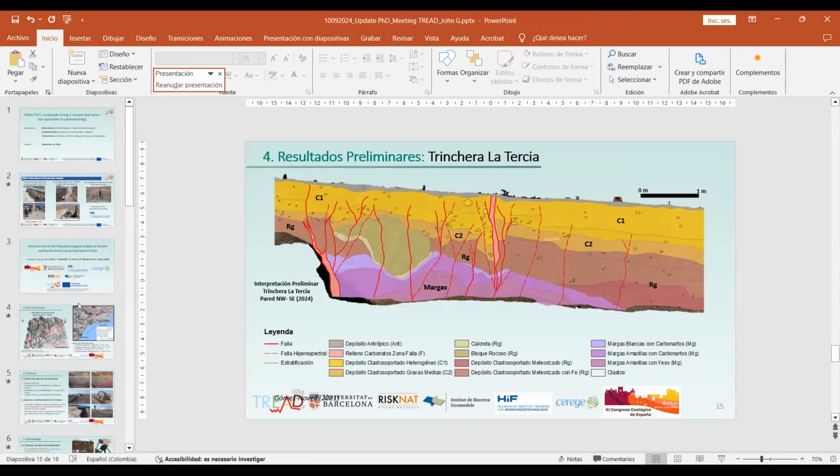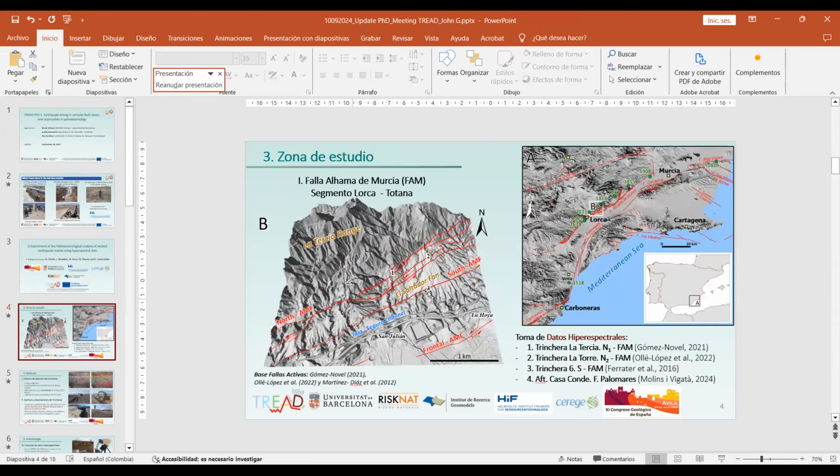The area has been studied a lot by several PhDs and so on. So we have a lot of data. So we want to check if, with the hyperspectral camera, we can see more. So that's the summary. Okay, cool. Thank you. You're welcome.